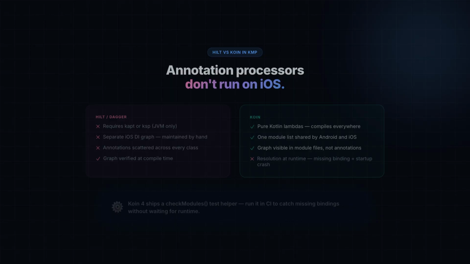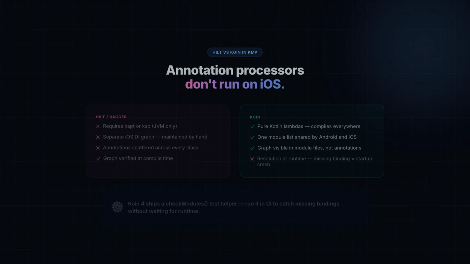If you come from Android development, you probably know Hilt. Hilt is excellent on Android. It generates code at compile time using annotation processors and integrates deeply with the Android lifecycle. The problem is that annotation processors are a Java toolchain feature. They do not run in the Kotlin native compiler that produces iOS binaries.